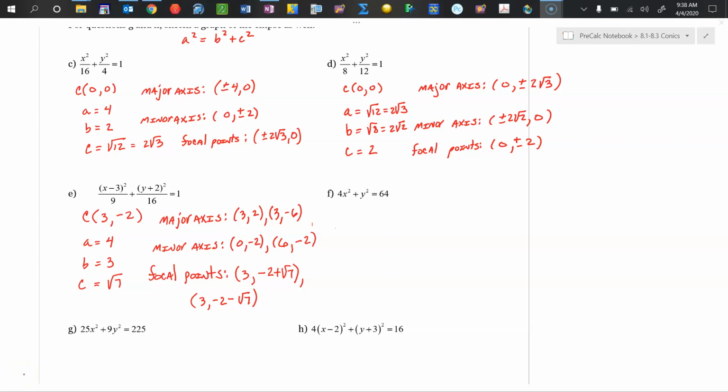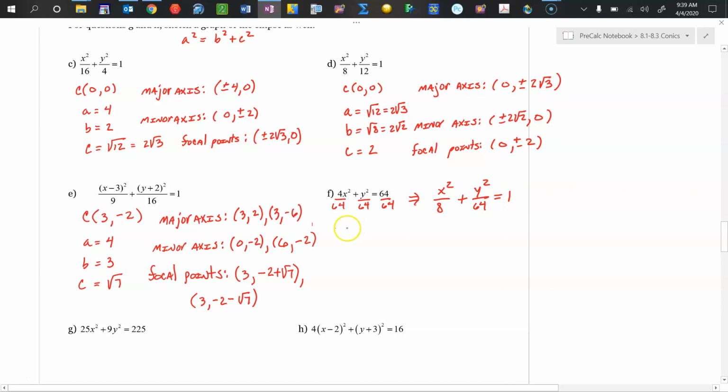You will see that this equation is not in the standard form for an ellipse, but if we divide both sides by 64, we can put it in standard form. So if we divide every term by 64, we get the following equation: x squared over 8 plus y squared over 64 is equal to 1.